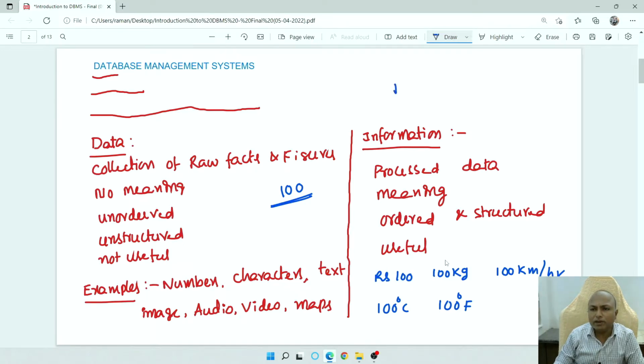That means if you specify context for the data, that means data plus context is nothing but information. Here, 100 is the data, whether rupees 100 or 100 degrees Fahrenheit, whatever it may be, if you are specifying the context, this data is converted into information which is useful and it has a meaning.